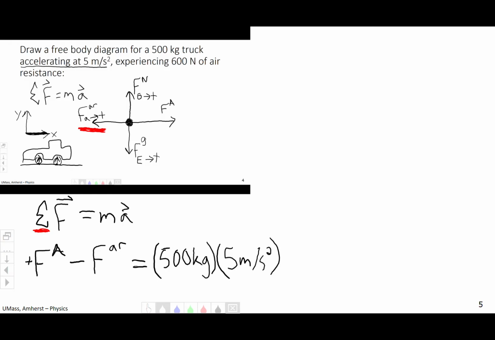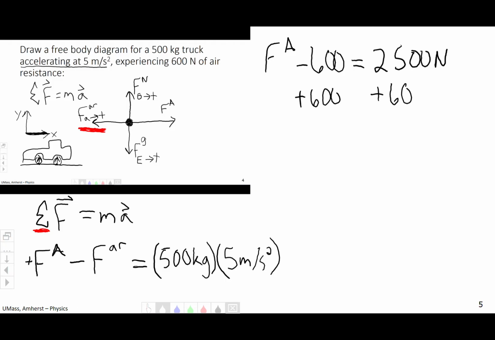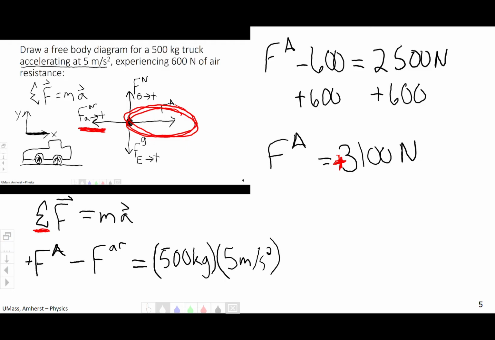So let's move on from this. Now we can throw some more numbers in. We see that our force applied minus 600 newtons is equal to 500 times 5, 2,500 newtons. And then we see to balance out this equation, plus 600, our force applied is 3,100 newtons. And notice that this is a positive number. This is a positive 3,100 newtons. So we were right that it is indeed in the positive x direction. Our math works out.